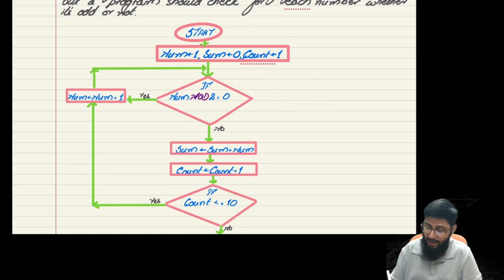So I just said if num mod 2 equals 0, that means it's an even number, it's a yes, so it will move this side. What we will be doing this side, I'm just going to explain. But right now we have 1. So 1 mod 2 equals 0?